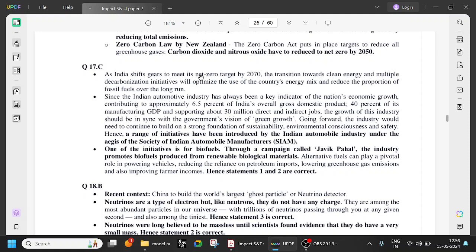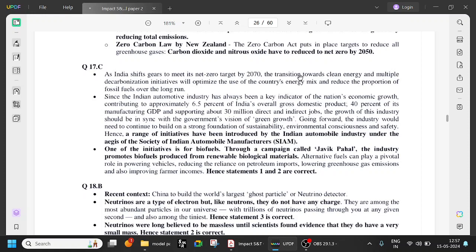Okay, going forward, we have several things called EV 30 by 30. That means by 2030, 30% of the vehicles will be electric vehicles. Okay, that is called EV 30 by 30. So several such things are there in the news. All those are very important.